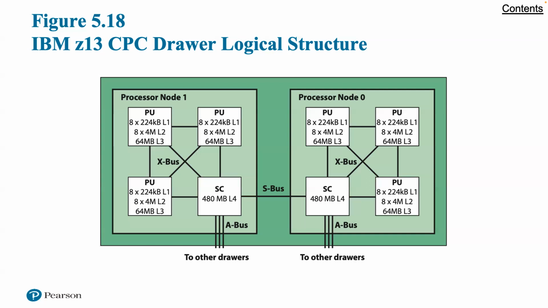A high-speed S bus connects via L4 between the nodes of the drawers, and A bus connections are provided to other drawers. The cache write policy is tailored to the configuration. The L1 and L2 caches are write through, taking advantage of the high-speed on-chip connection to the next cache level.